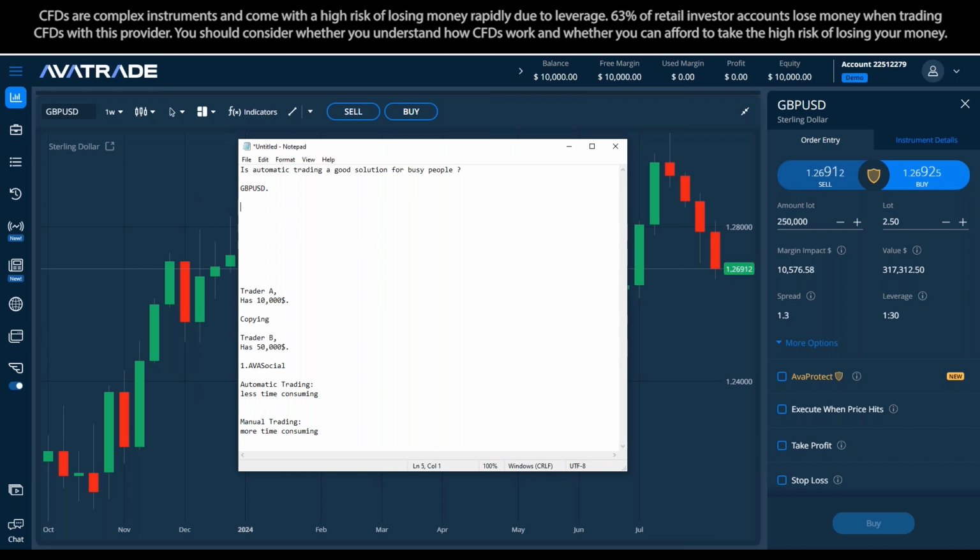Now if I look at this pair, let's suppose I'm again copying another trader. He has 50, I have 10. That's great. And he's about to take 2.5 with GBP/USD, and that requires me to have $10,576. Can somebody explain to me why I need this much? Anybody has any idea?